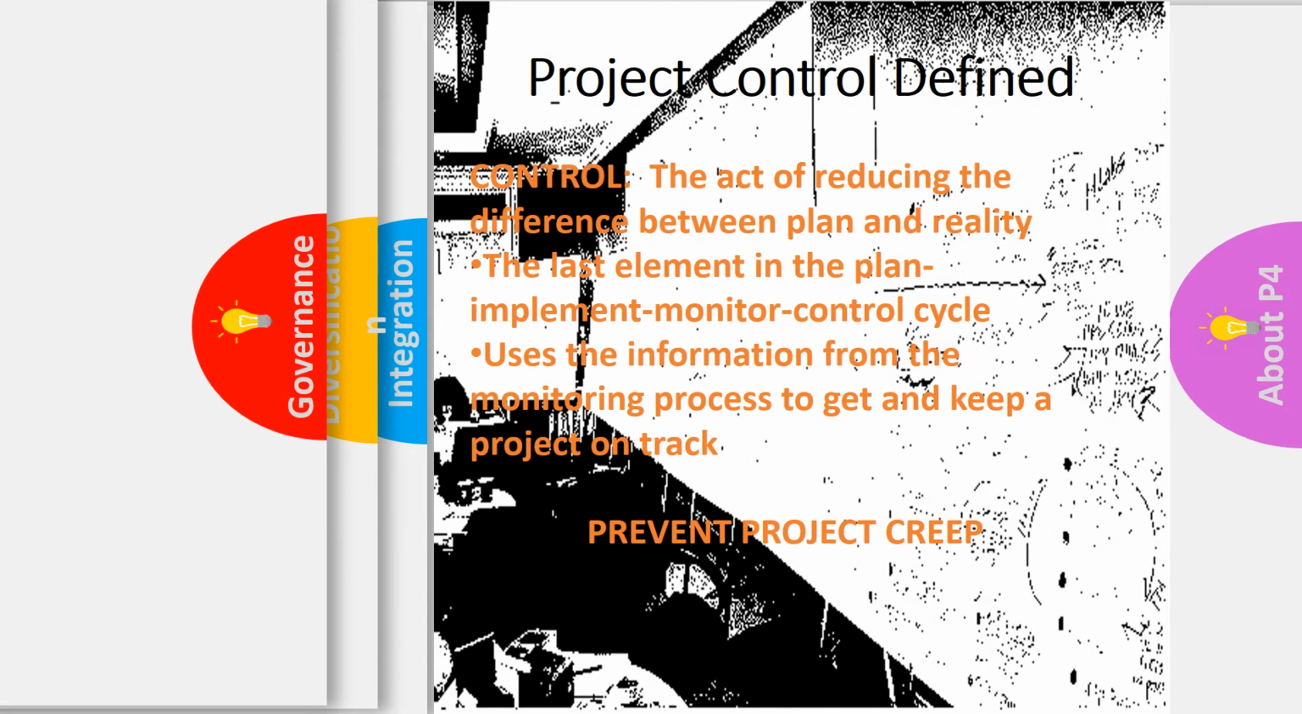When we look at project control, this is the act of reducing the difference between plan and reality, the last element. The reason why you need project control is because you need to stop and prevent project creep. And project creep, as we've touched upon before, is people requesting changes or additions or things which were outside the scope, and they're trying to increase your scope boundaries.